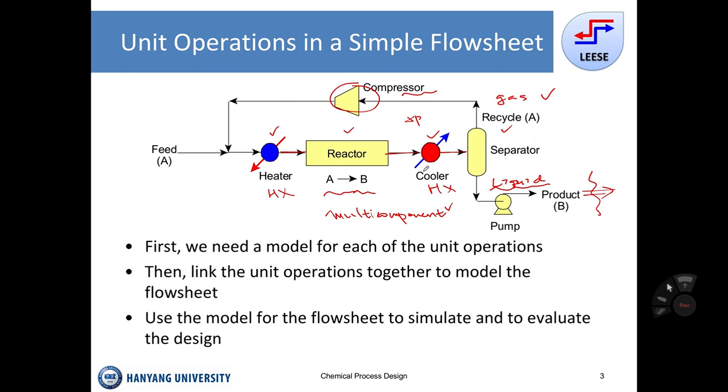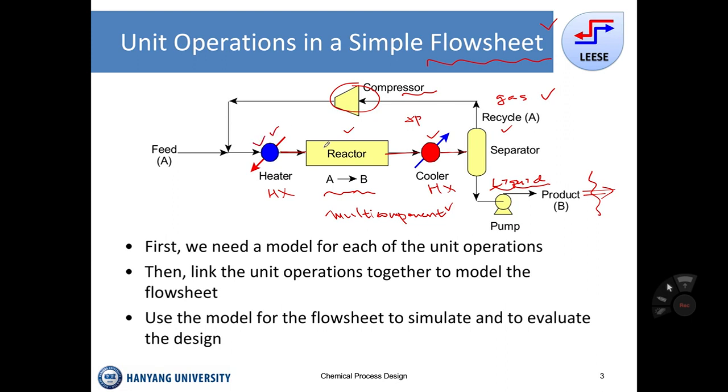So let's say we have a process. This schematic diagram is called the flow sheet, okay? So we can see the flow of the material streams and the energy streams in a schematic way. So this diagram is called a flow sheet.